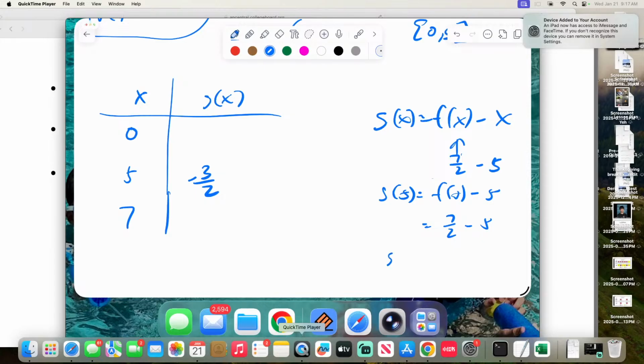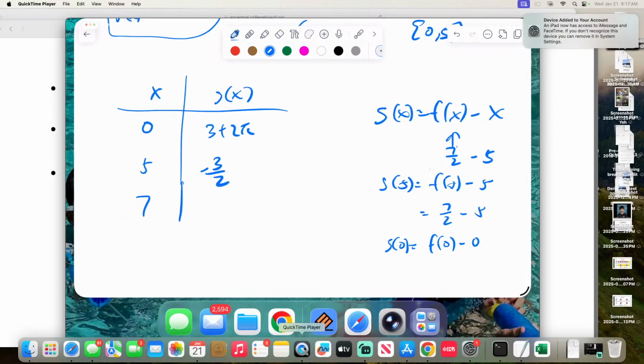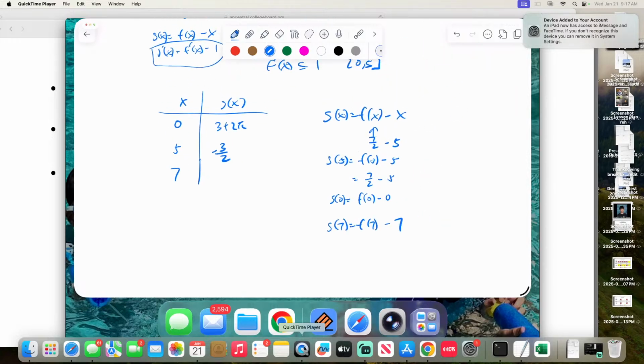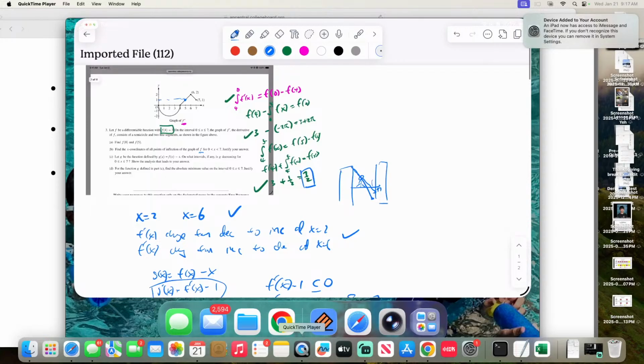How do I find g of 0? It is equal to f of 0 minus 0. What's f of 0? 3 plus 2 pi, which we got earlier, right? Now, how do I find out f of 7? g of 7 is equal to f of 7 minus 7. So what is f of 7? Let's go back. What's f of 7?